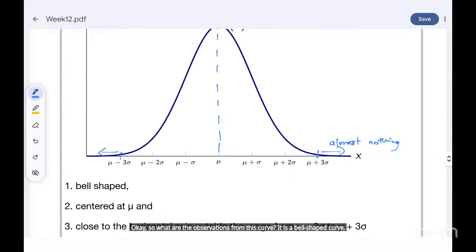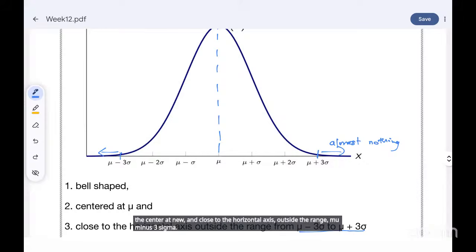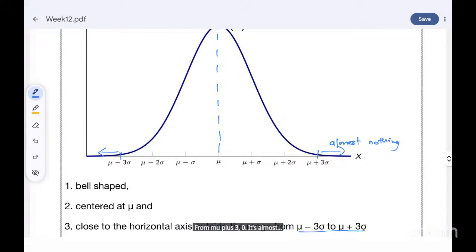It is centered at mu and close to the horizontal axis outside the range mu minus 3 sigma to mu plus 3 sigma. See, it's almost flat. The curve becomes almost flat, close to the horizontal axis, outside mu minus 3 sigma and mu plus 3 sigma. Okay, so these are the important observations from this graph.